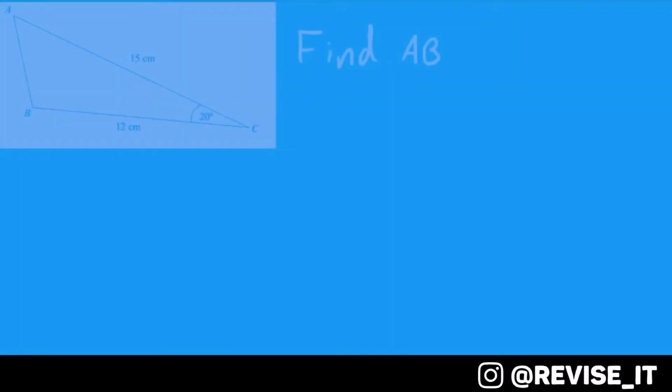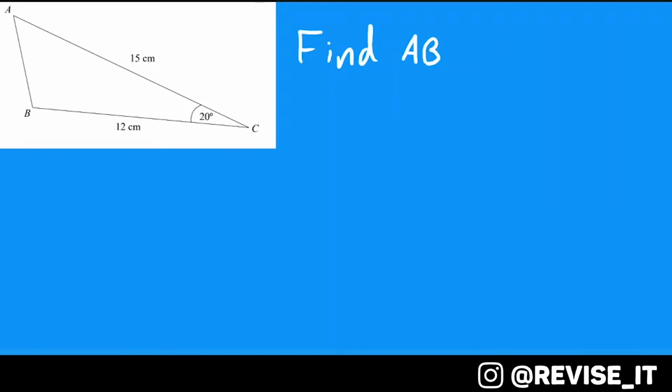So today we're going to be going over the cosine rule using an example that is shown now on the screen. So in this example we want to find side length AB, and we're given two other sides and an angle between them. As a result, we know we need to use the cosine rule.